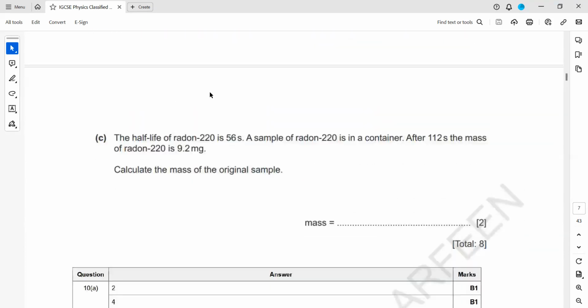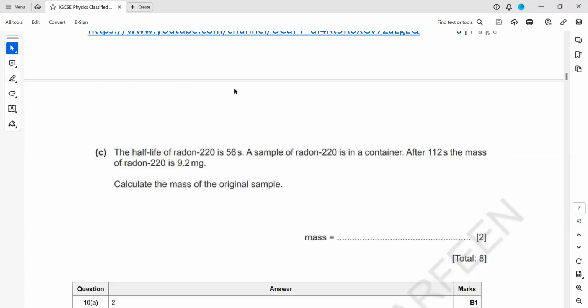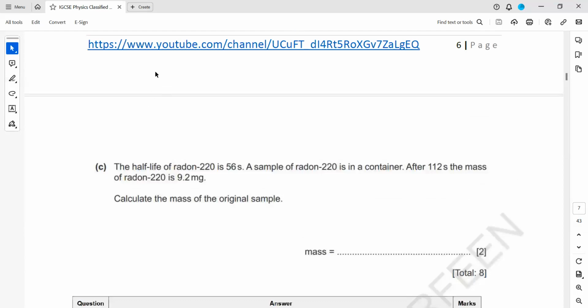The half-life of radon is 56 seconds. A sample of radon in a container, after 112 seconds, has a mass of 9.2 milligrams. Calculate the original mass of the sample. Right now we have 9.2 milligrams, so for this you have to do it in reverse. Before 56 seconds, how much mass should be there? Before, not after.